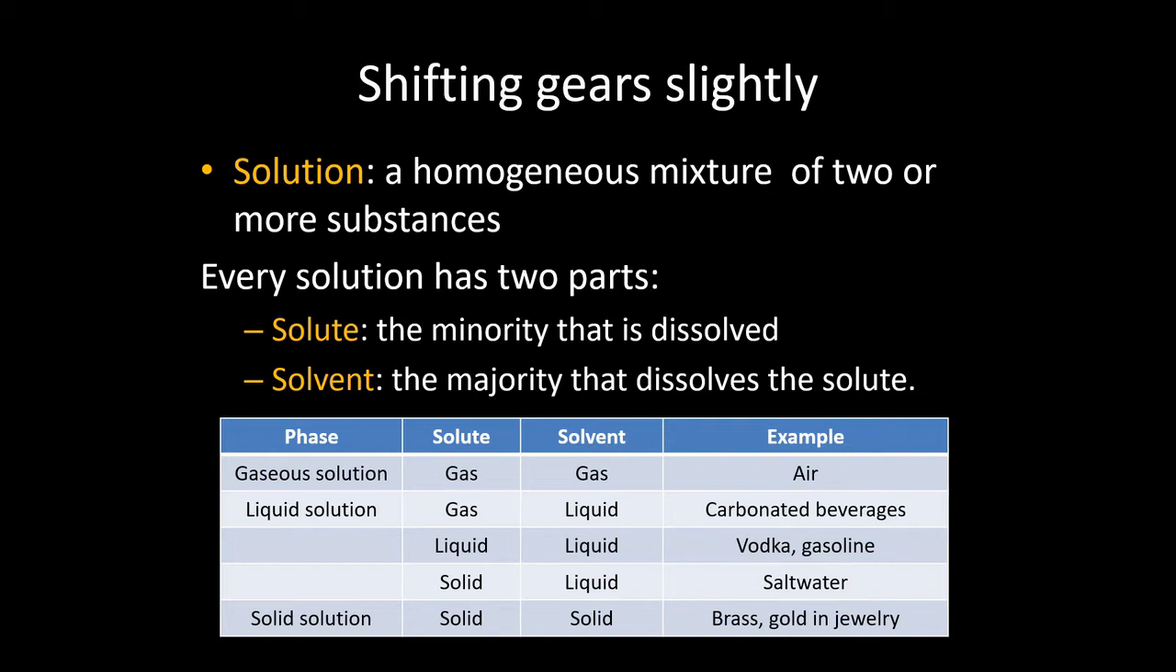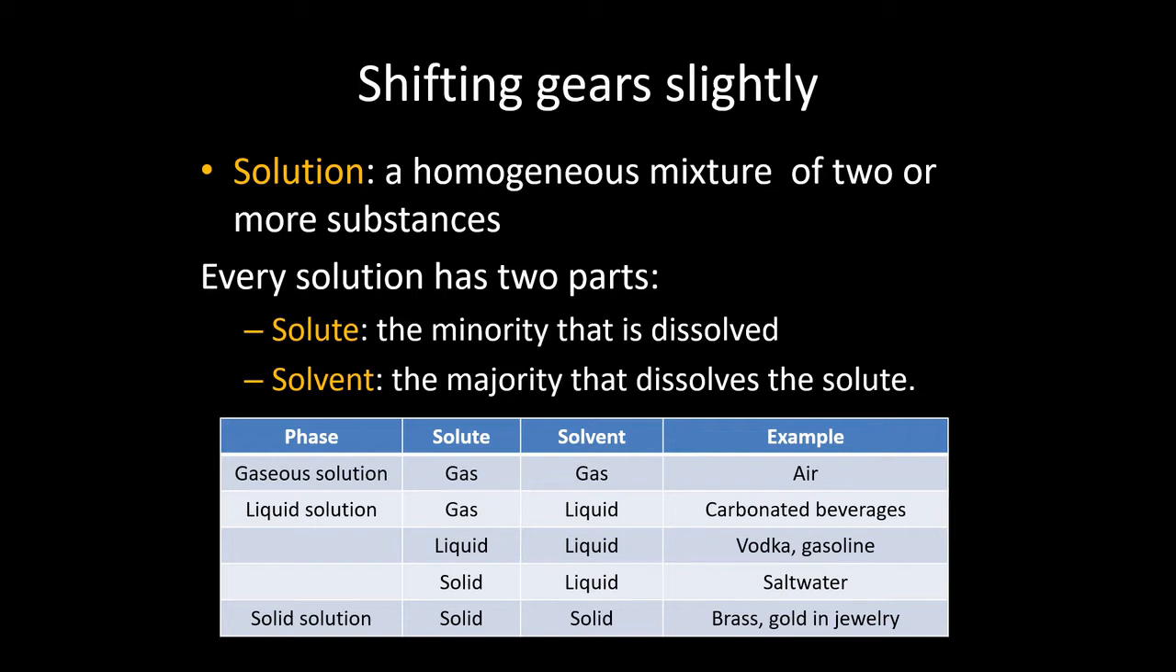So there's lots and lots of different kinds of solutions, but every solution is going to have at least two parts. It's going to have a solute, which is the minority, the thing that is dissolved, the thing you have less of, and then you have the solvent, which is the majority, and that's the thing that is dissolving the solute. We do not care what they are made of. All we care about is which one is there more of, which one is there less of. The thing that we have more of is the solvent. The thing that we have less of is the solute.